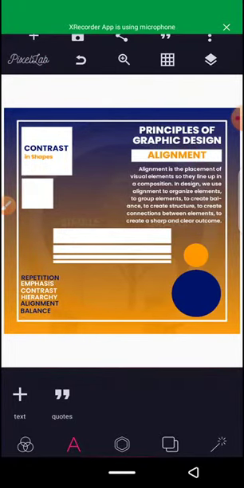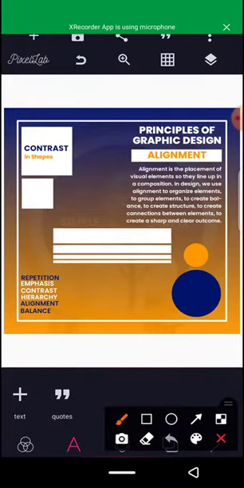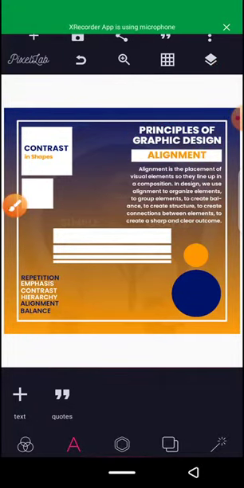The other one is emphasis. Emphasis is like emphasizing what they will see. The emphasis in this design is that the principle of design is what is written here. This is the emphasis of the design. Now I was supposed to make it bigger and more legible, but this is the way I want it to be.